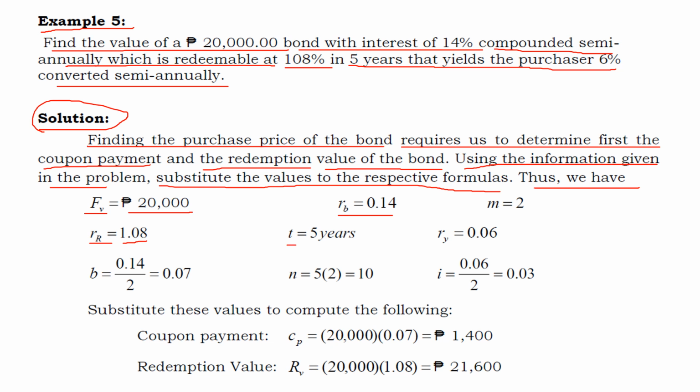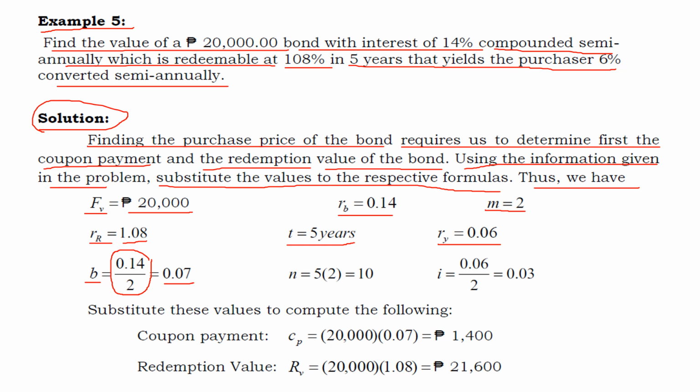Your T, or your term, is 5 years. So your RY is 0.06, and M is equal to 2. Your RB now is 0.14 because that is compounded semi-annually. We need to convert this one to compounded annually. That's why we need to divide this 0.14 by 2, and 0.07 is what is being converted to compounded annually.